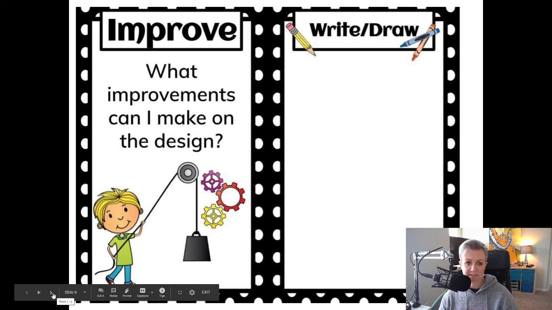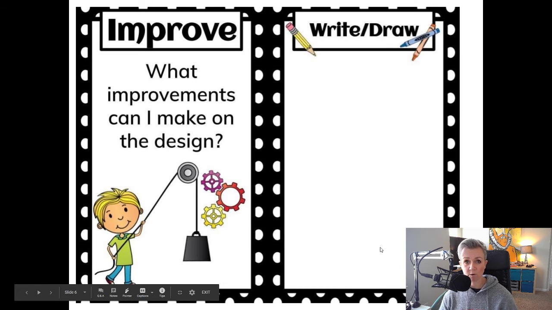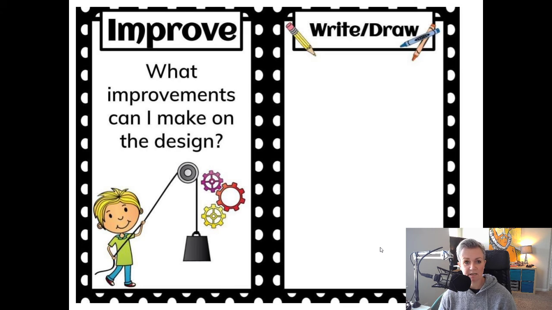But basically this notebook is meant for kids to start recording scientific information in a notebook in a really easy, non-stressful manner. It's not confusing and you really can't get it wrong.